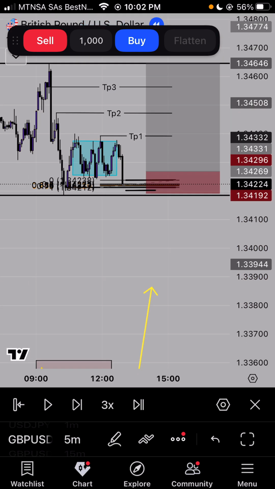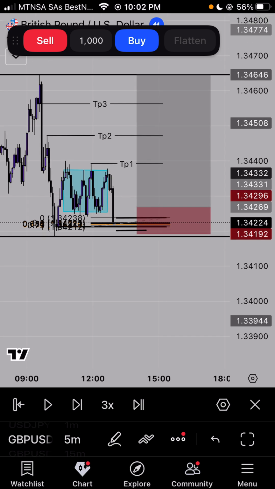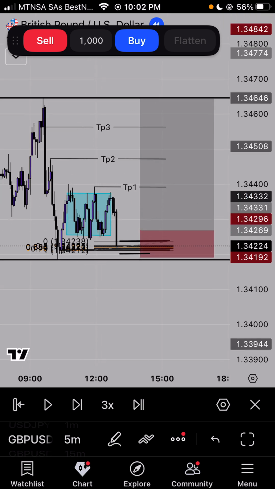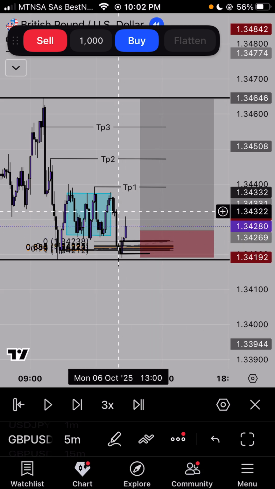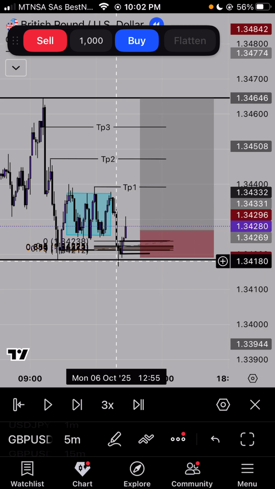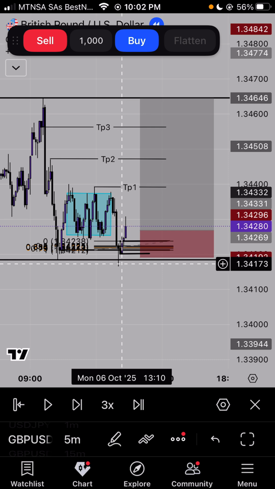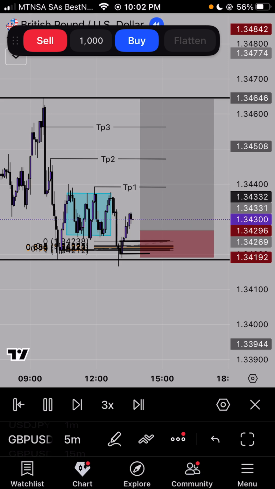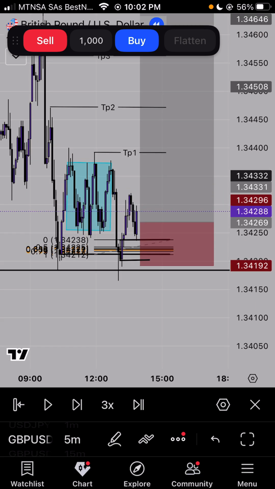So this is exactly what happened here. Sometimes you will see this happening and you must focus. Here you have your accumulation, here you had your manipulation. Market took out that low. I didn't get a 15-minute model 1, I didn't get it here. Market pushed up. So this is what happened.